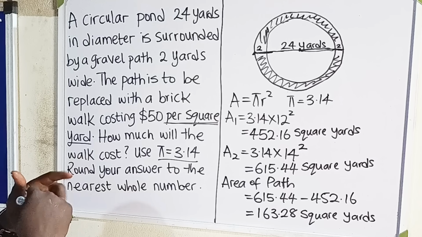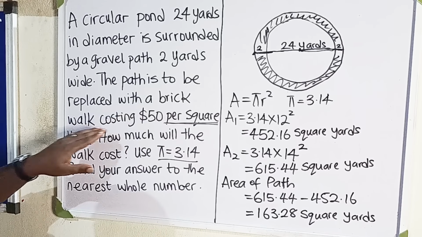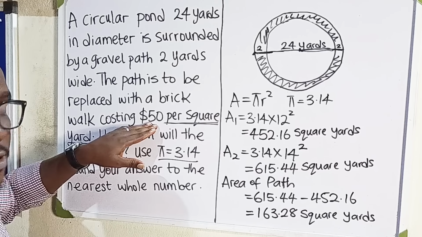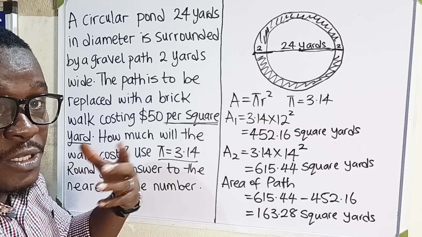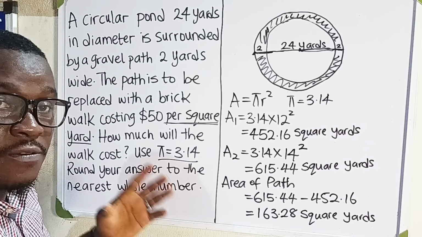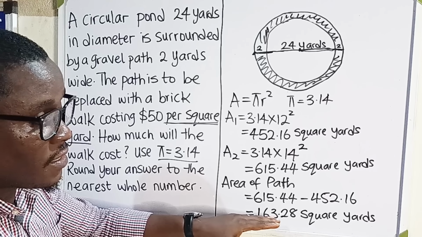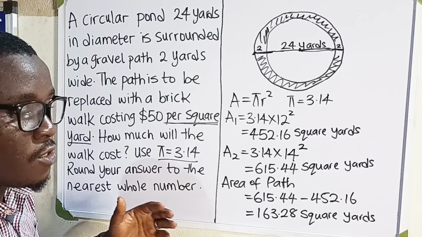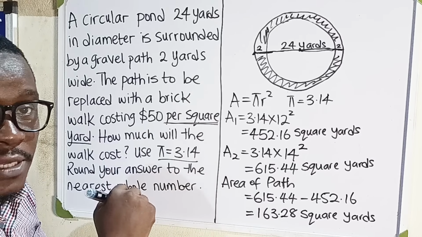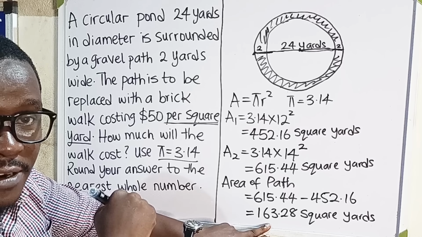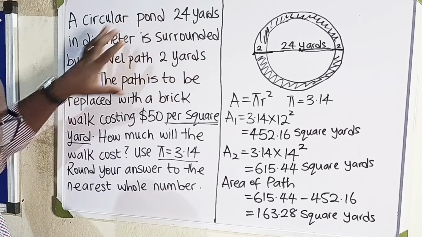So now we are told that the path is to be replaced with a brick walk, costing $50 per square yard. So each square yard of this walk that is to be done is supposed to cost $50. But the total area of the walk is 163.28 square yards. So for us to get the total amount that will be spent to do this replacement, we need to multiply the total area by the cost per yard.